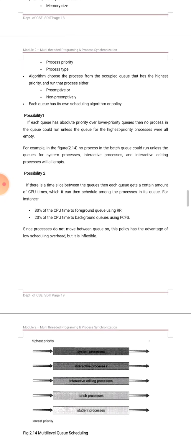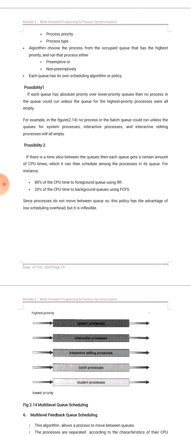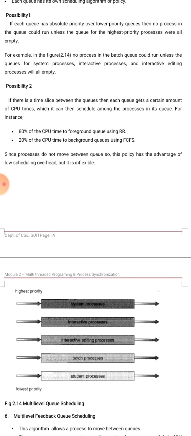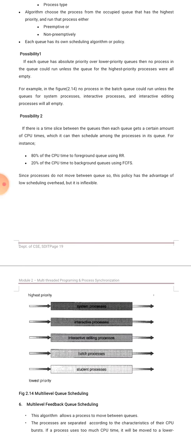The algorithm chooses the process from the occupied queue that has the highest priority and runs that process either preemptive or non-preemptive. So you are going to put the processes in any of these queues, and the algorithm is going to select the processes from these queues. First, whichever has the highest priority, those particular processes will be taken, and they'll run either as preemptive or non-preemptive.